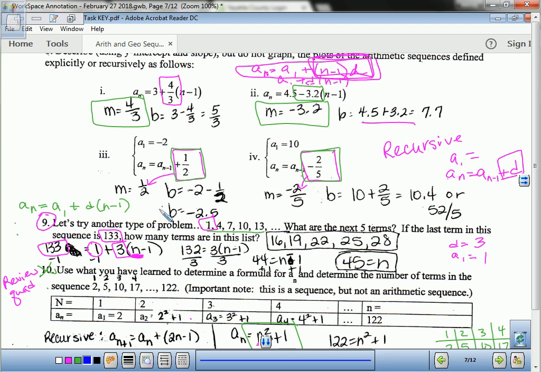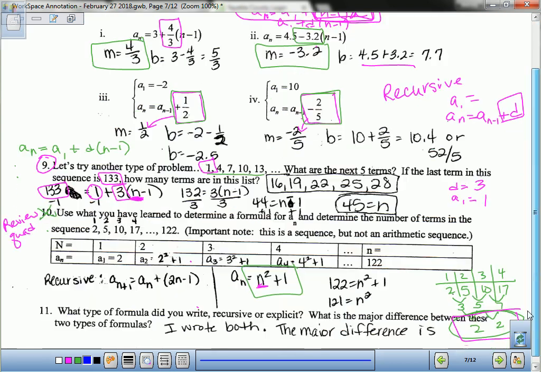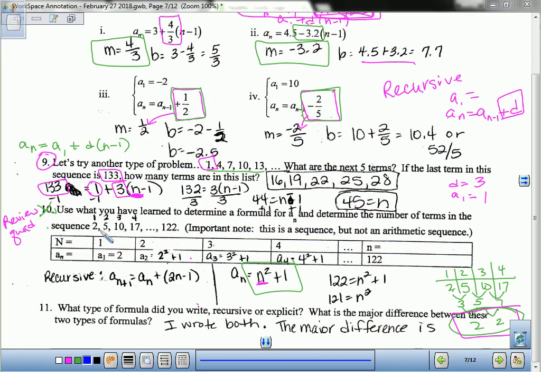Now, the next section was a review of quadratic. We're not doing quadratic right now, but they threw it in there. If we look at this list, the first difference is not constant. This is 3. This is 5. This is 7. But the second difference is constant. This is 2. This is 2. When I subtract 5 minus 3, I get 2. 7 minus 5, I get 2.